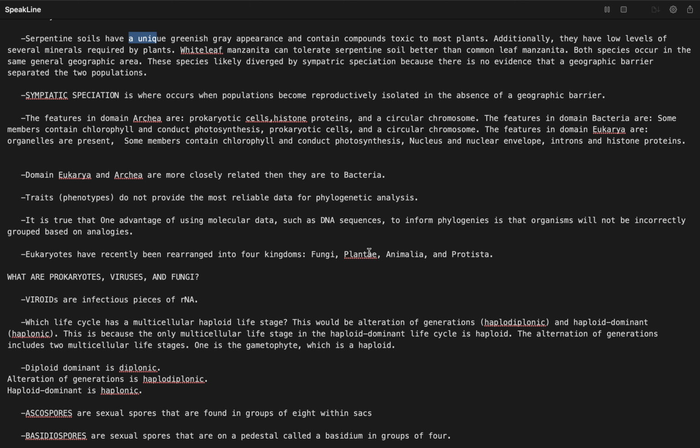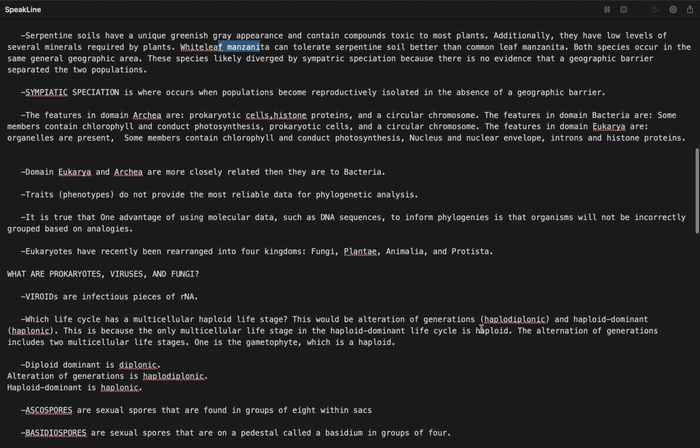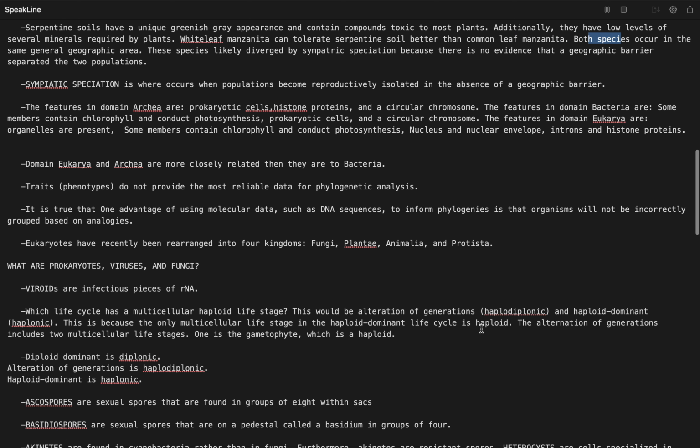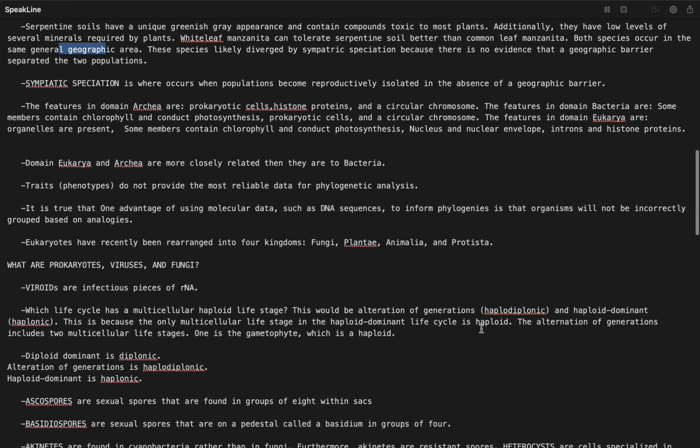Serpentine soils have a unique greenish-gray appearance and contain compounds toxic to most plants. Additionally, they have low levels of several minerals required by plants. Whiteleaf manzanita can tolerate serpentine soil better than common leaf manzanita. Both species occur in the same general geographic area.